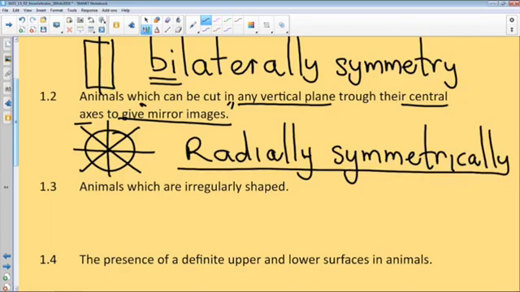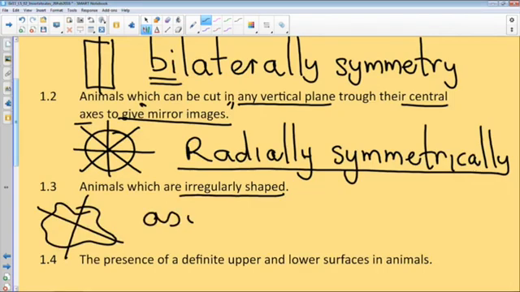All right, let's move on to the next one. I hope you guys are enjoying this. Animals which are irregularly shaped. So animals that are irregularly shaped, and we looked at this. If we decide to cut this along any plane, guys, sorry, we're not going to be able to get lines of symmetry. So we refer to these as being asymmetrical.